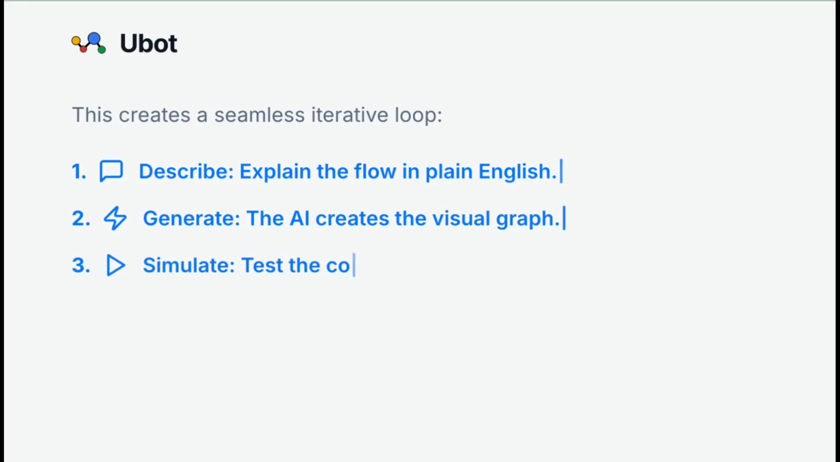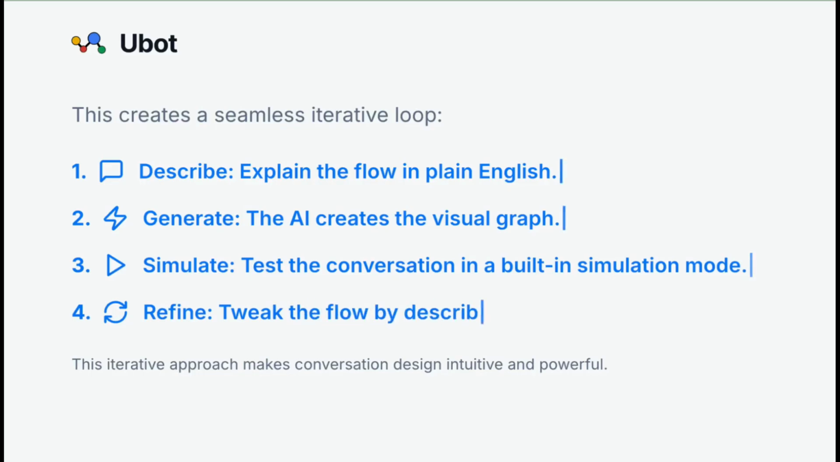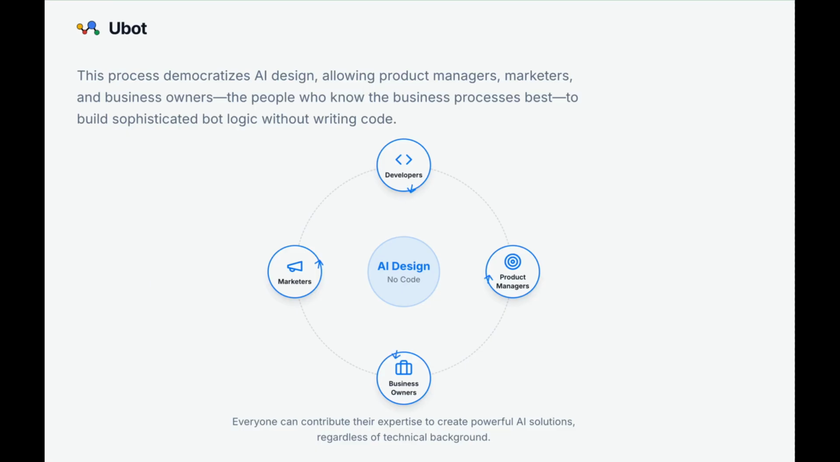Simulate. Test the conversation in a built-in simulation mode. Refine. Tweak the flow by describing changes to the AI. This process democratizes AI design, allowing product managers, marketers, and business owners, the people who know the business processes best, to build sophisticated bot logic without writing code.